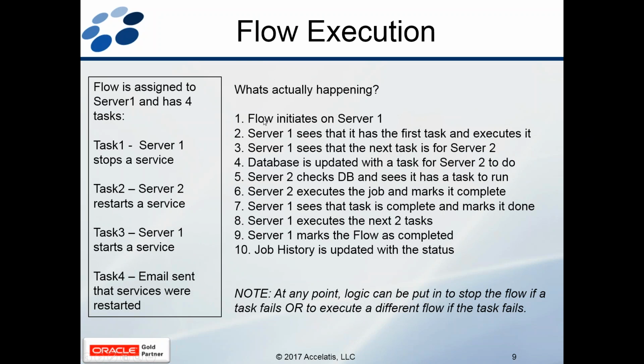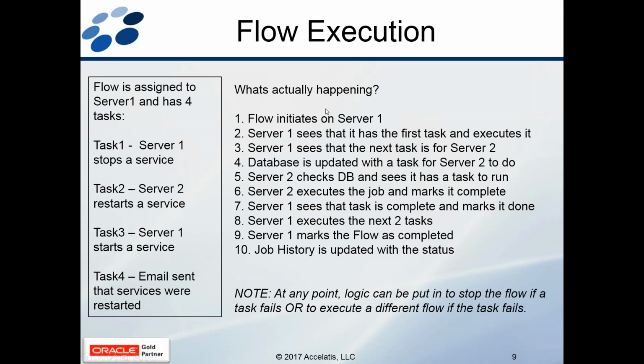And I did a quick example here for you to see the flow over on the left-hand side. Let's say the flow is assigned to server 1 as the execution server, and it's got 4 tasks. So the first task, server 1 is going to stop a service. The next task, server 2 is going to do a service restart. Task 3 comes back to server 1, is going to start a service, and then task 4, an email gets sent.